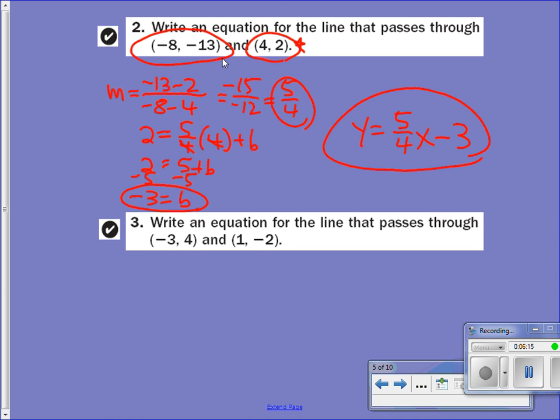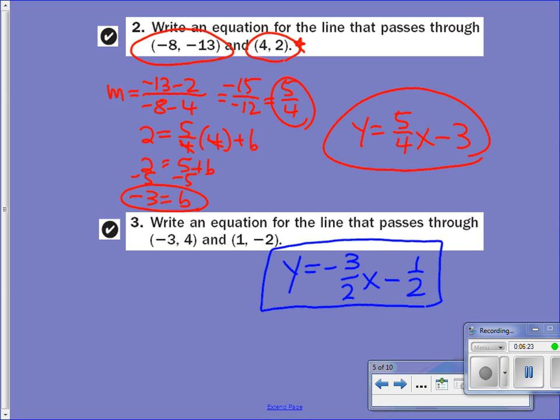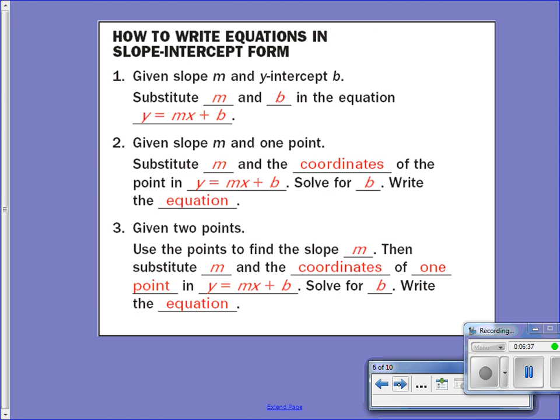If you want to solve it, you can. The answer should be negative 3/2 x minus 1/2. I know it's not pretty, but it's halves. So if you want to try this and check that you can find the slope and the y-intercept, that's what your answer should be. Negative 3/2 and negative 1/2 would give you both of those ordered pairs. So you've kind of gotten all of your options here.